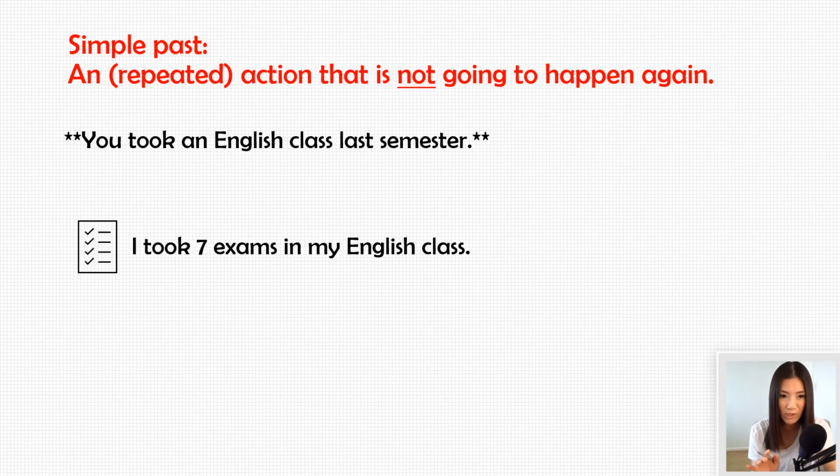In this situation, you can say, I took 7 exams in my English class. Not, I have taken 7 exams, but I took 7 exams in my English class, because your English class is over. It's finished. You took it last semester. Therefore, you are not going to take an exam in that class anymore. Then you're going to use simple past instead of present perfect.